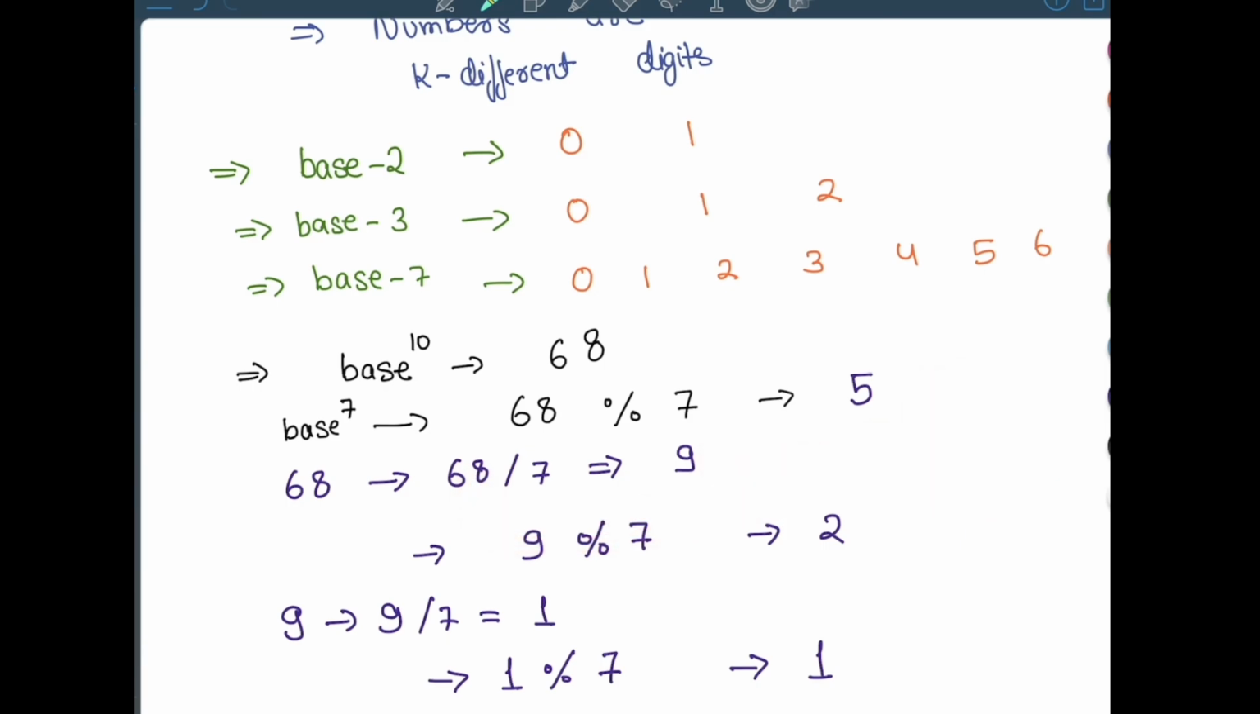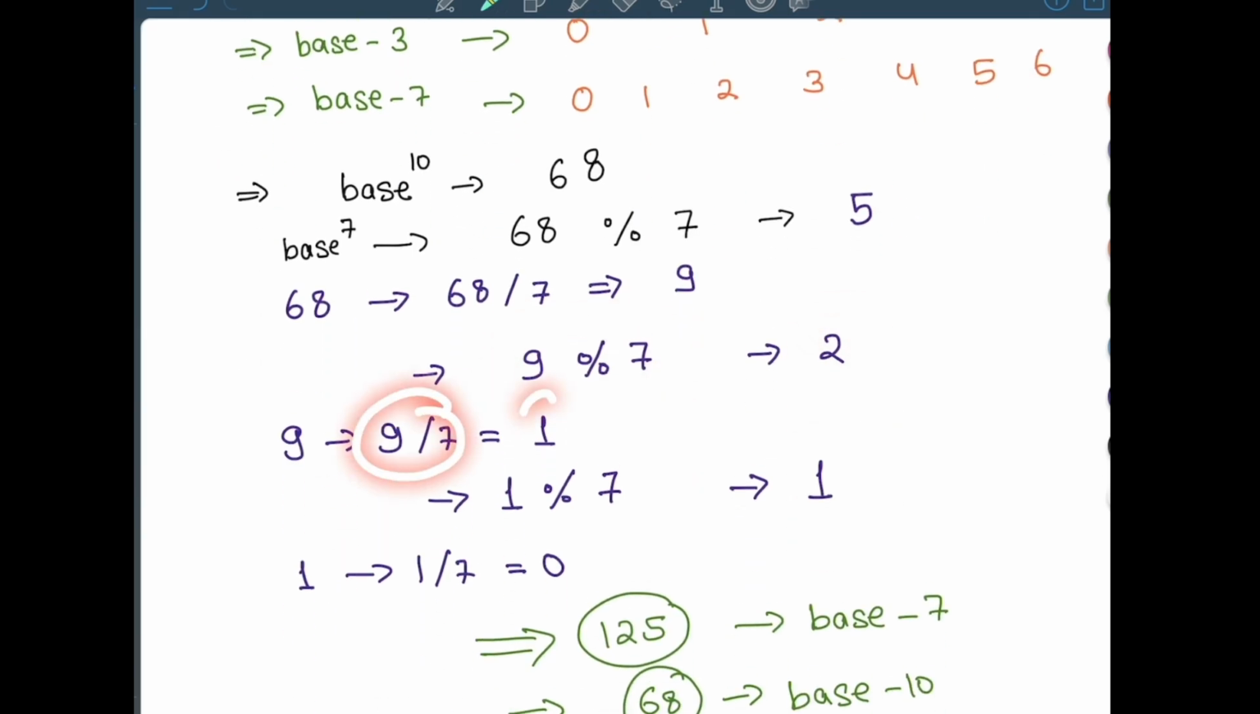But the thing is, we already calculated the remainder part. This part, we already know about it. So you don't need to worry about the decimal part, okay? So 68 divided by 7 will be 9. Now do the process again. 9 mod 7 is equal to 2, right? Now divide 9 by 7, this will be 1. Now 1 mod 7 is equal to 1.